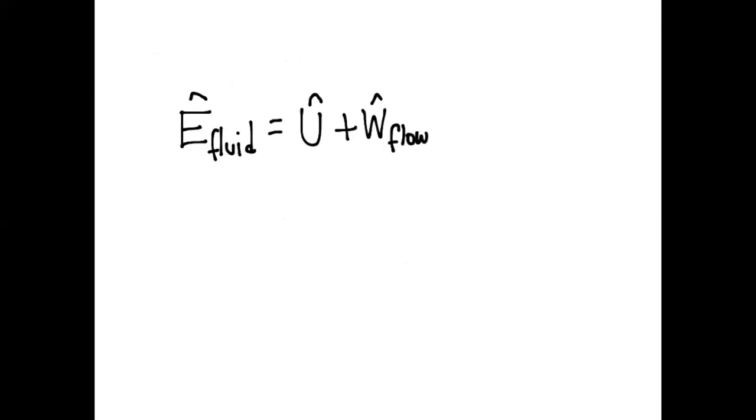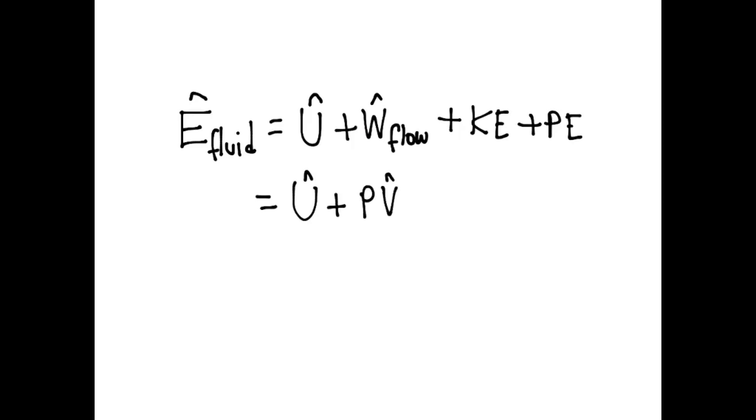So if we want to take into account the energy of a fluid that is moving, this is the internal energy that it has, plus the work of the flow, plus the kinetic energy, plus the potential energy. And if we add up U plus the work of flow, which is PV, plus kinetic energy and potential energy, U plus PV is something that we have already discussed, which is the enthalpy.